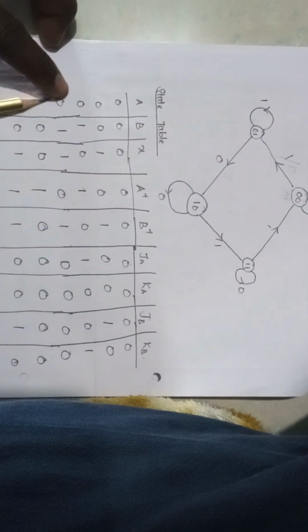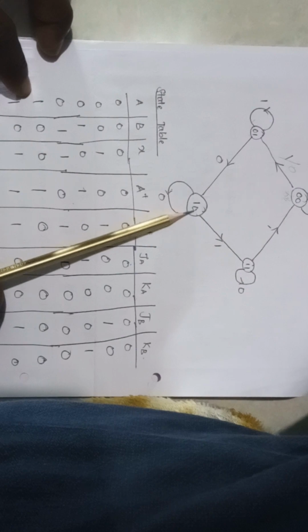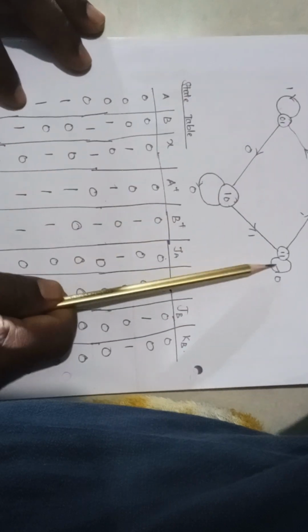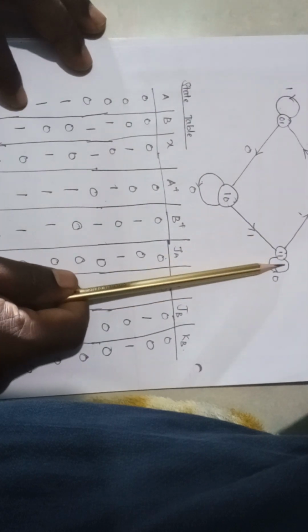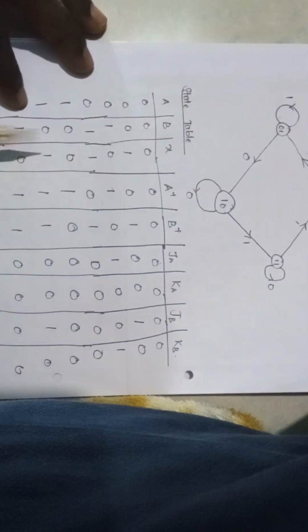When AB is 00, there are two possibilities: when the x value is 0 and when the x value is 1. Similarly, for 01, there are two possibilities, x equal to 0 and x equal to 1. Similarly, for 10, there are two possibilities, x equal to 0 and x equal to 1. And for 11 also, for x equal to 0 it retains the same state, and for x equal to 1 it reaches the 00 state. So with this, you fill the table.